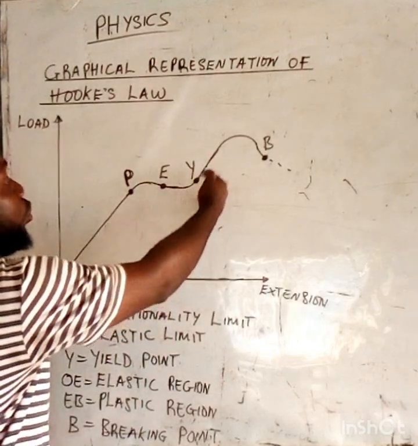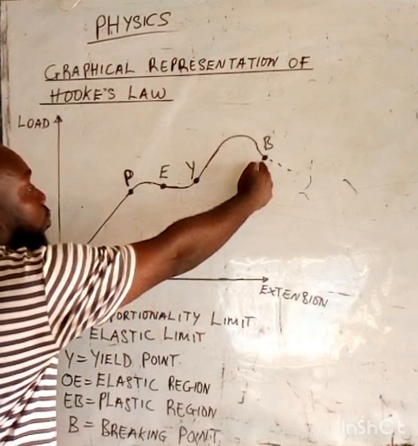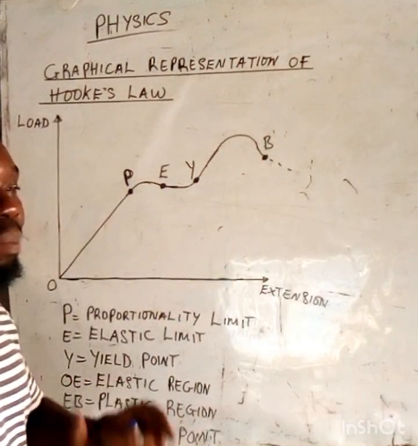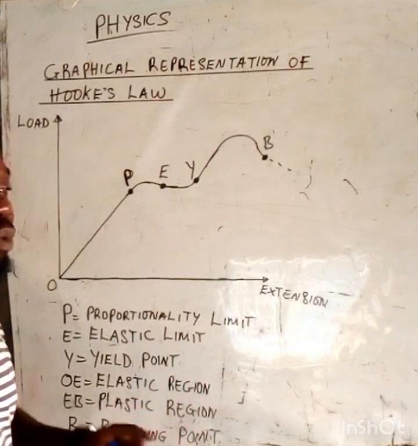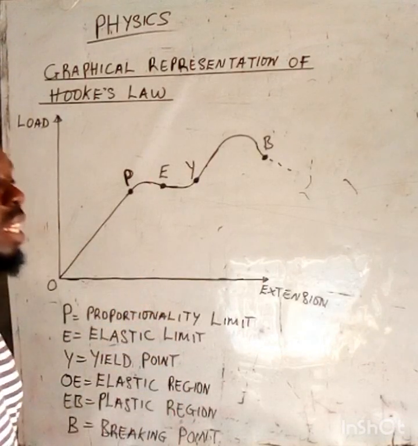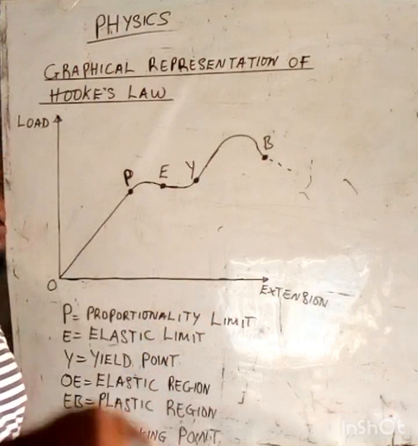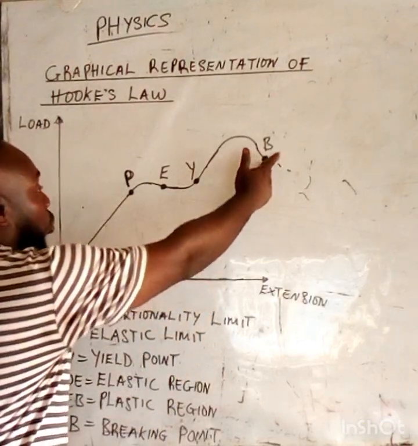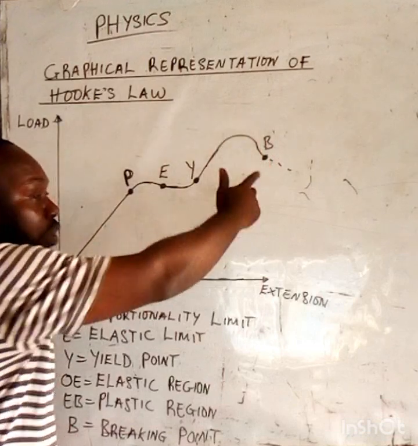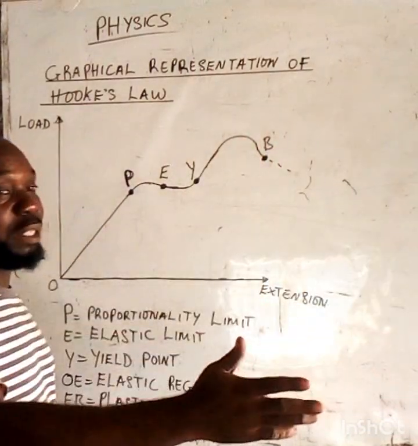Then when it goes beyond the yielding point, it is bound to reach the breaking point. That is to say, the material will tear into pieces because the force added to it is higher than its strength and it can never bear such force again. It gets to what we call the breaking point, and that is where it will break into pieces.